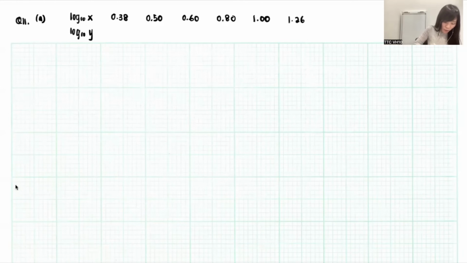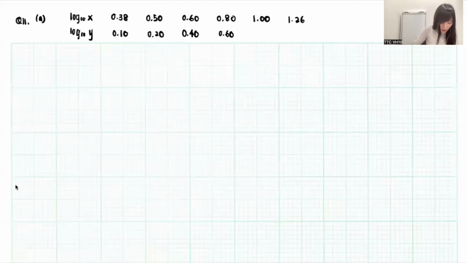So log 10, 1.26. I'm getting 0.10. Next one, log 10, 1.59. Getting 0.20. Next one, log 10, 2.52. Getting 0.40. Next one, log 10, 3.98. Getting 0.60. Next one, log 10, 8.91.